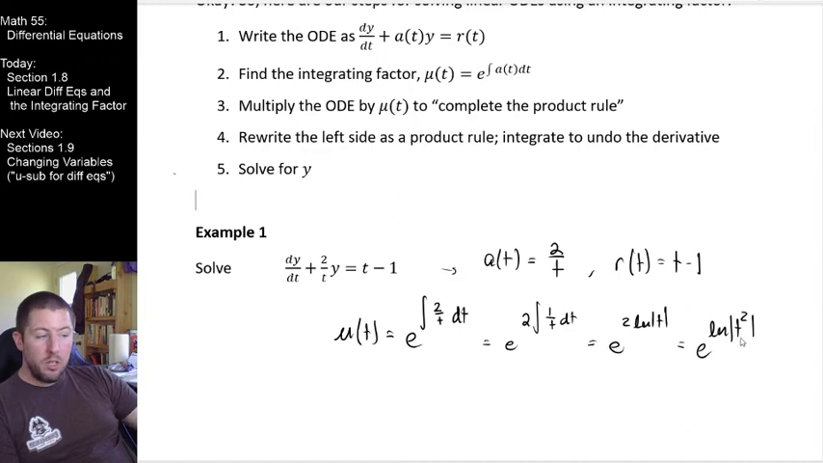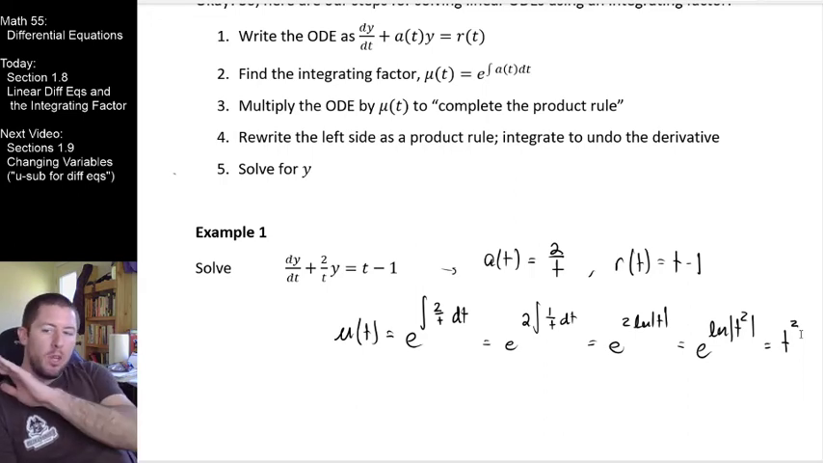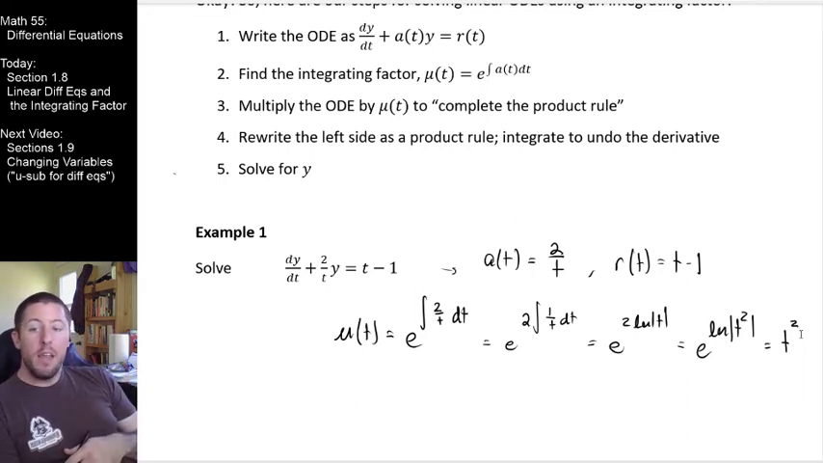And I know that e to a natural log, those are inverse operations. So it looks like here our integrating factor, mu of t, is t squared. So the claim is by multiplying the whole equation by t squared, the left-hand side will become a true representation of the product rule, which we can undo. So I have found mu of t.